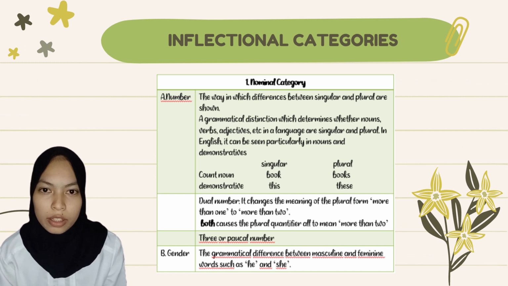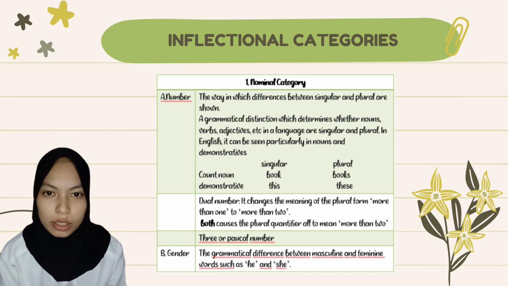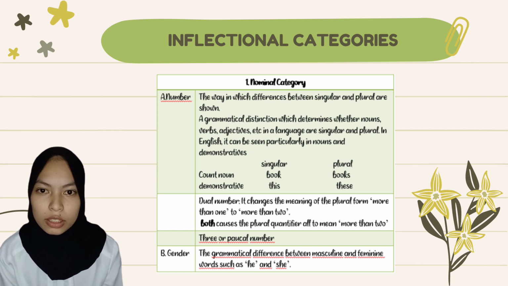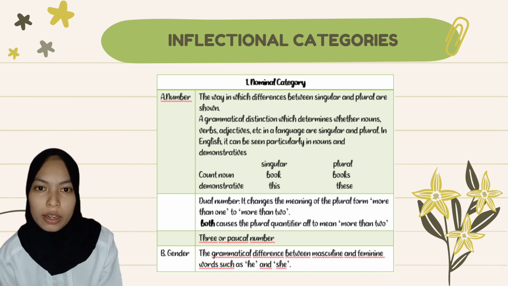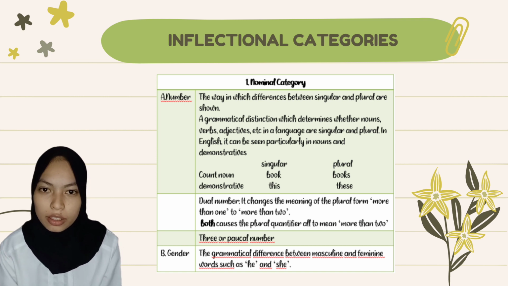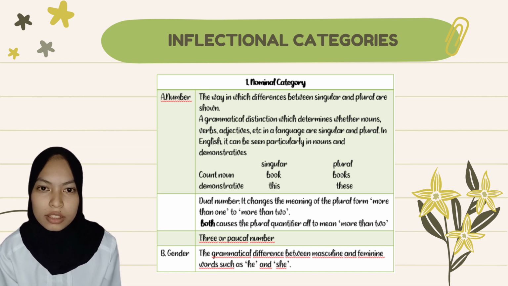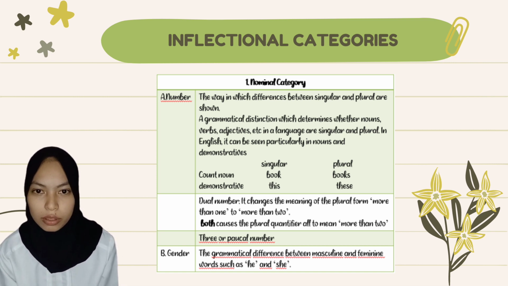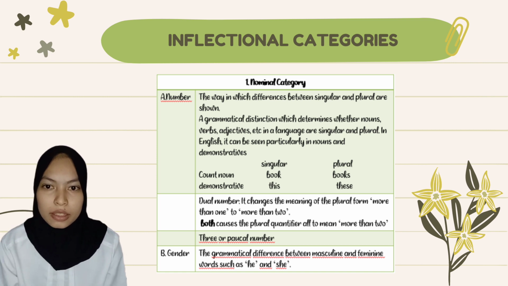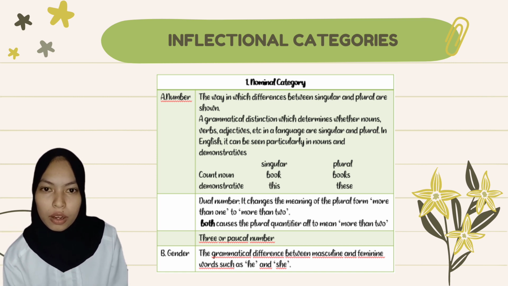So, inflectional categories are divided into two: nominal category and verbal category. The nominal category is divided into four, namely number, gender, case, and person. The first one is number, the way in which the difference between singular and plural is shown. A grammatical distinction which determines whether nouns, verbs, and adjectives are singular or plural.